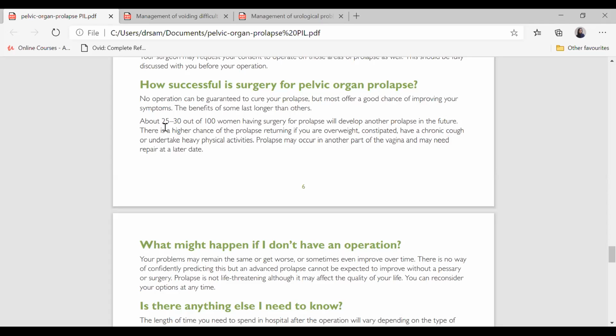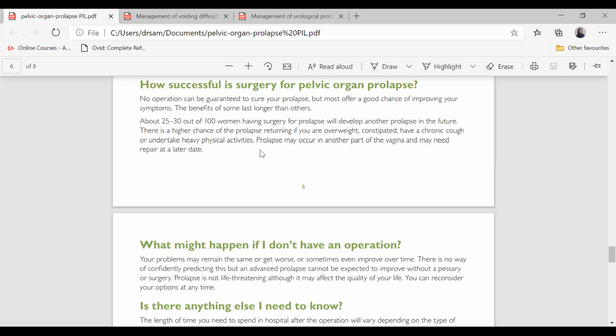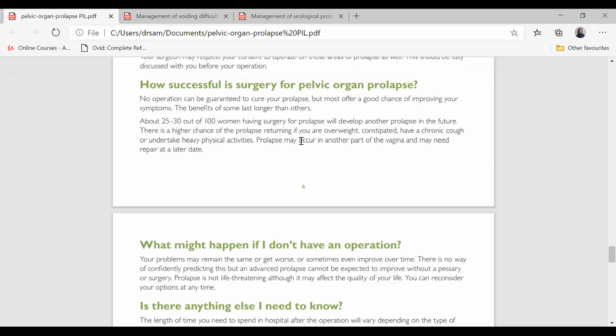And the recurrence also: with vault prolapse, 25 to 30 out of 100 women will develop another prolapse in the future. And there's a higher chance of prolapse returning if you increase your weight, because she is anyway, because of her age, not very mobile, right? She might get constipated, and because of smoking, she might develop chronic cough. And if you do heavy lifting and things like this, even at home, she can do it. And prolapse can happen not only at the point of your surgery, but at other parts of the vagina also, and may need repair later on.